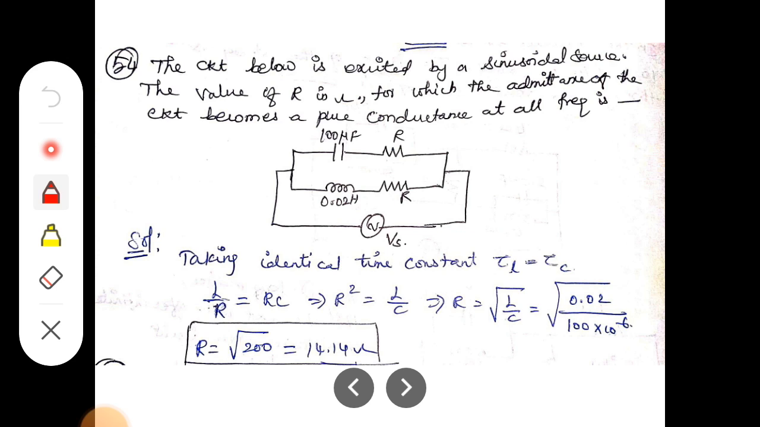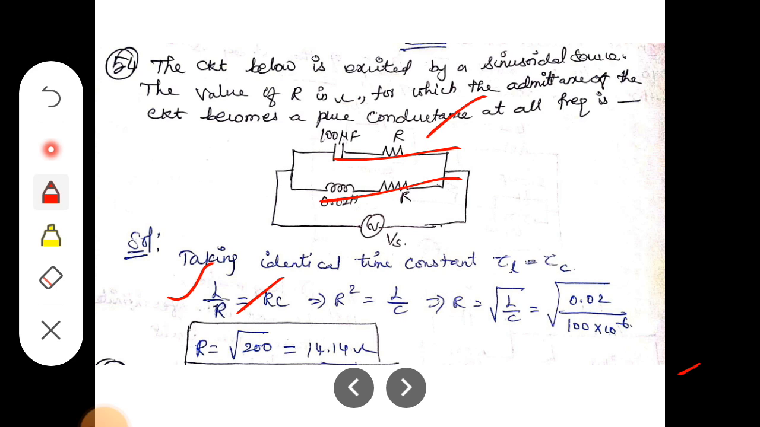So here we take identical time constants, the first one is tau L, the second one is tau C. For both to be purely conductive, tau L is equal to tau C. So the time constant tau L is L by R for case 1, then for the second case it is RC. Cross multiplying both, R square is equal to L by C. We want R only, so R is equal to root of L by C.